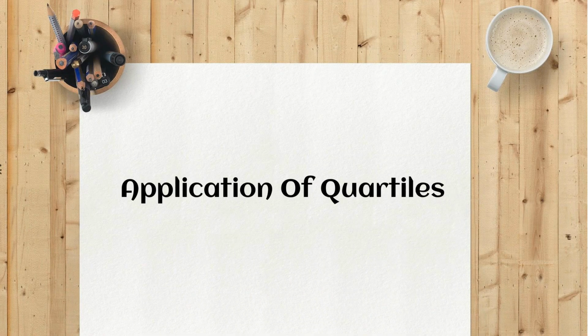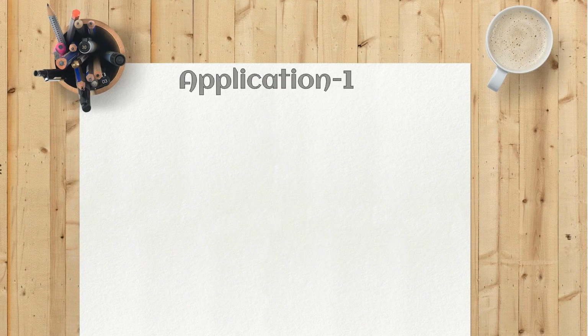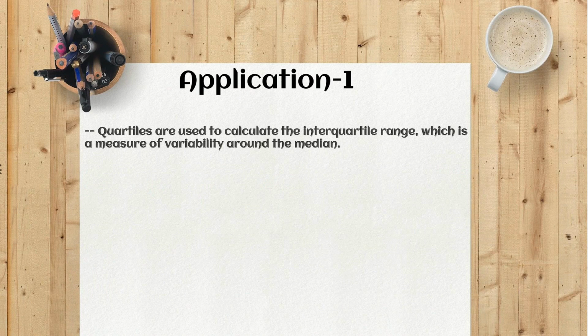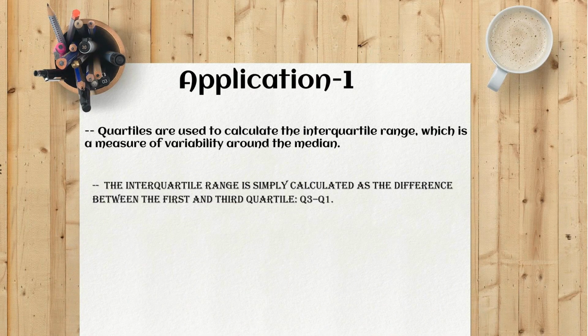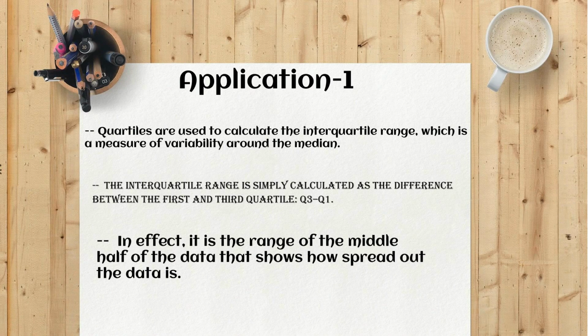Application of quartiles. Application 1. Quartiles are used to calculate the interquartile range, which is a measure of variability around the median. The interquartile range is simply calculated as the difference between the first and third quartile, Q3 minus Q1. In effect, it is the range of the middle half of the data that shows how spread out the data is.